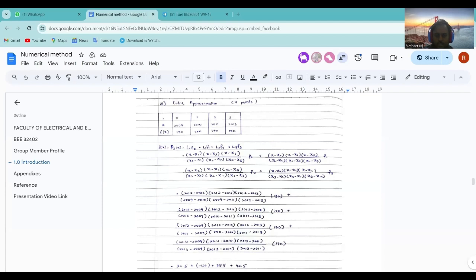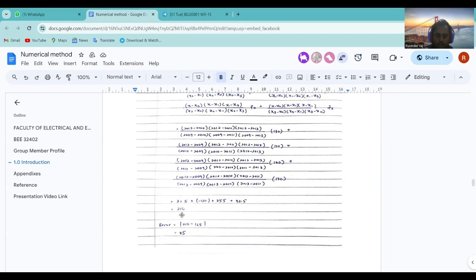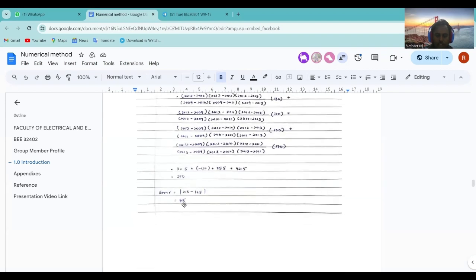And for cubic approximation, we need 4 points that are closest to x, which is 2012. So using these points, we can form the Lagrange polynomial for cubic interpolation. We can use this polynomial formula to calculate the value of the polynomial at x equals 2012. The value is around 210, and the error for this polynomial equation is 45.